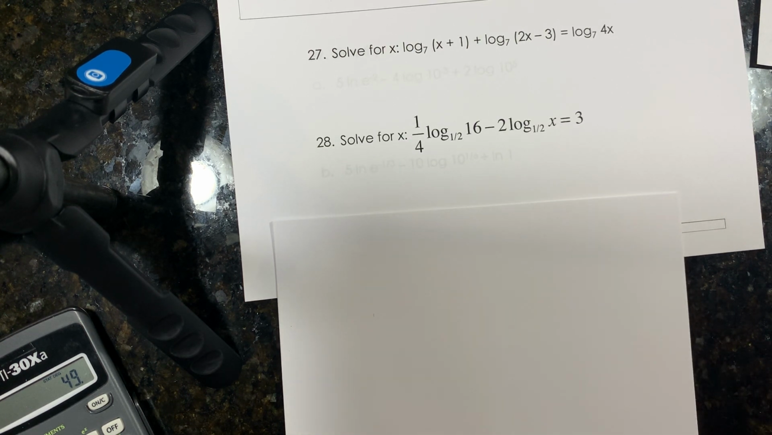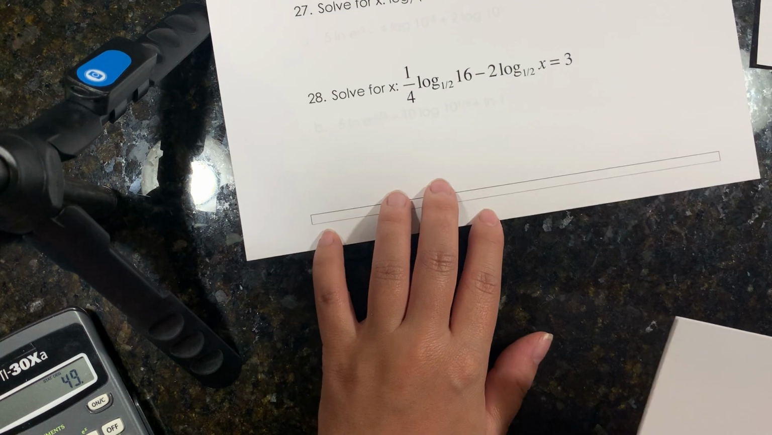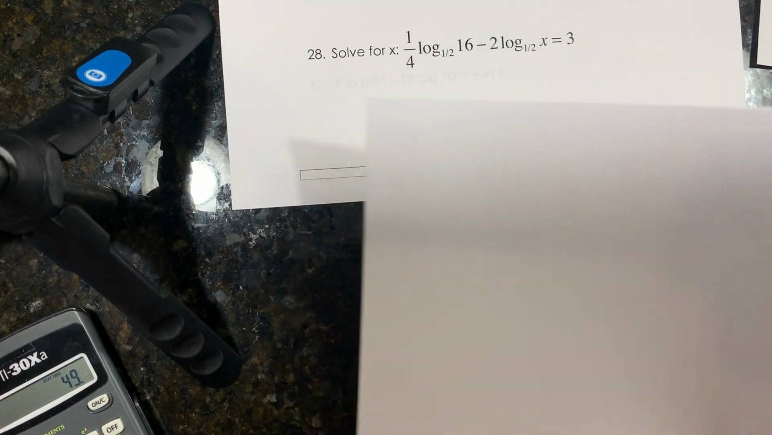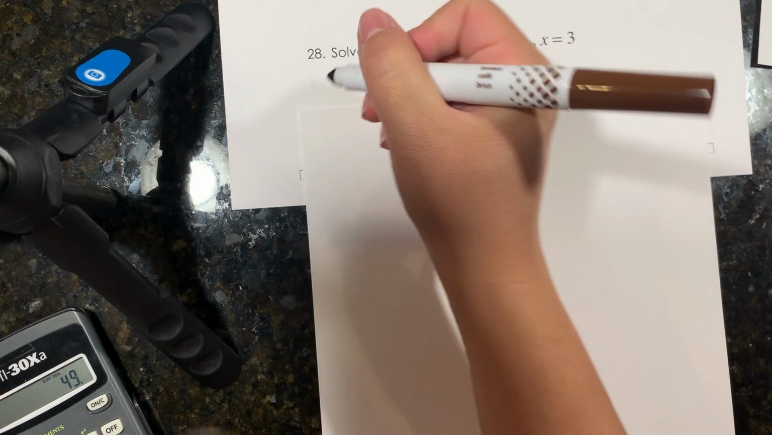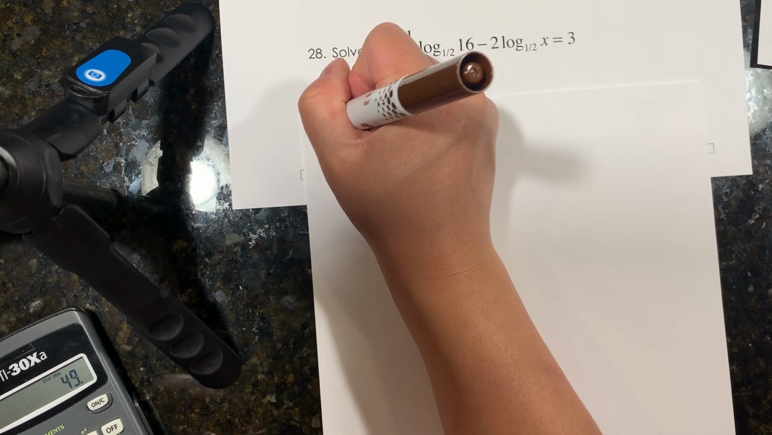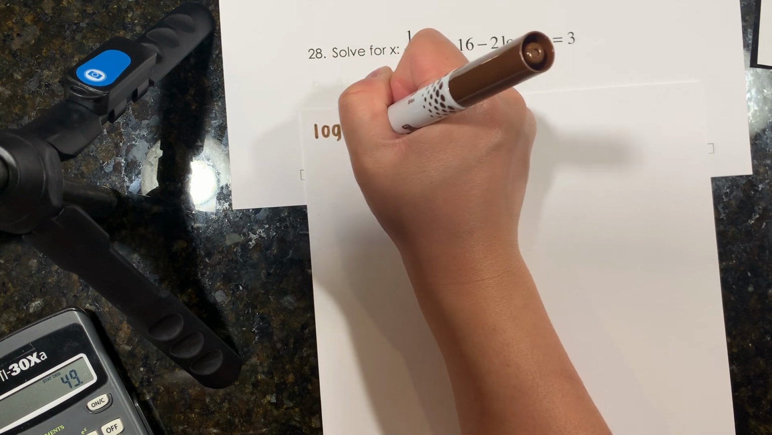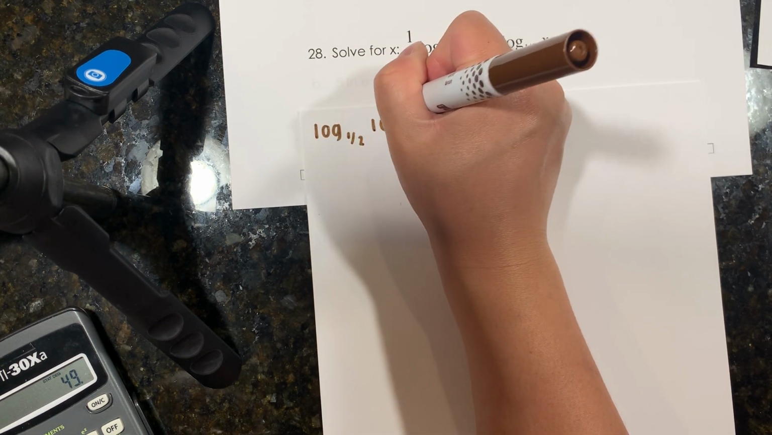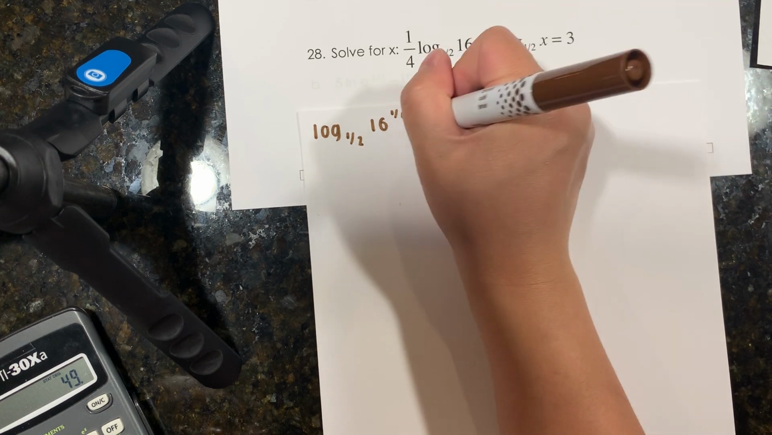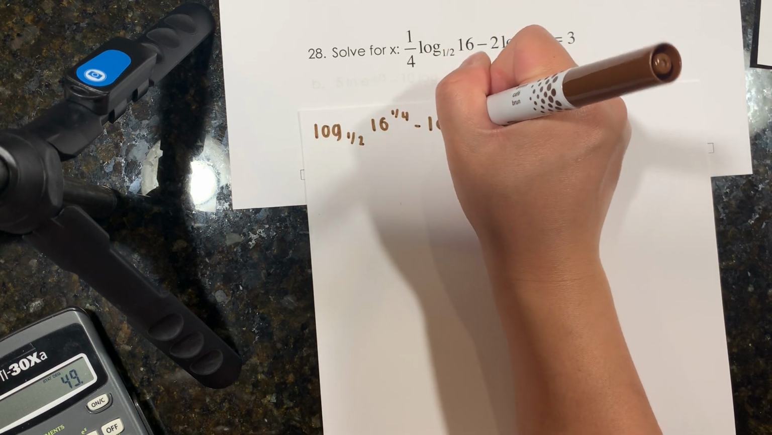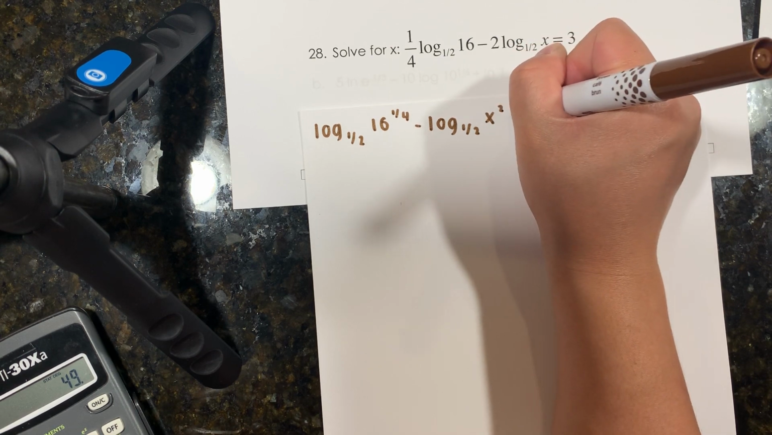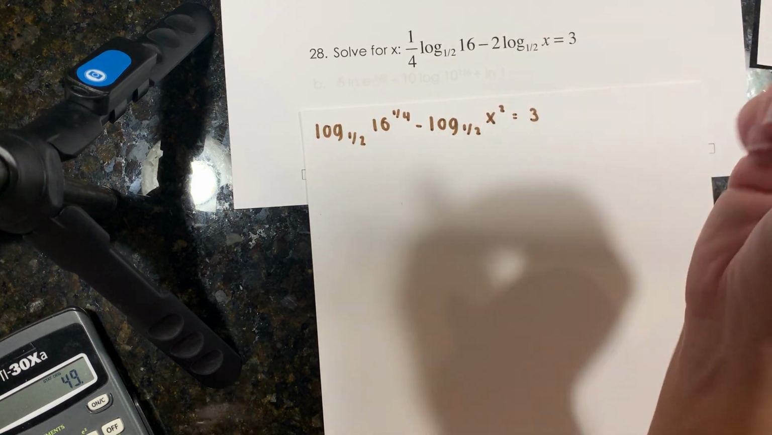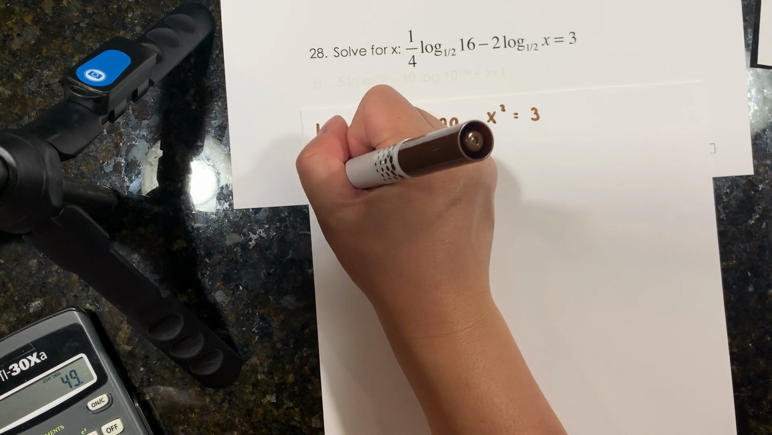Now looking at number 28, if you see a number outside your logarithm, it is going to become the exponent, which means that we have log base 1/2 of 16 to the 1/4 minus log base 1/2 of x to the second equals 3. Because there's a minus sign, we are going to divide.